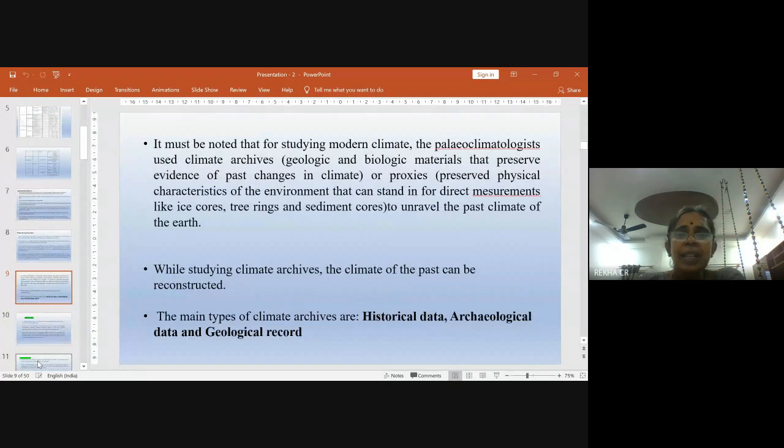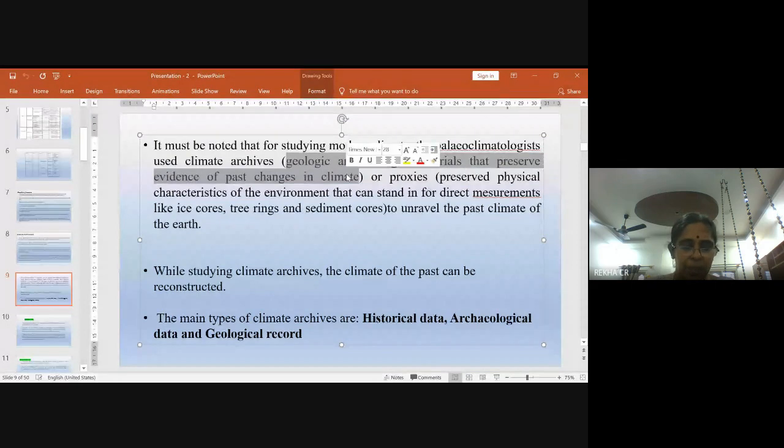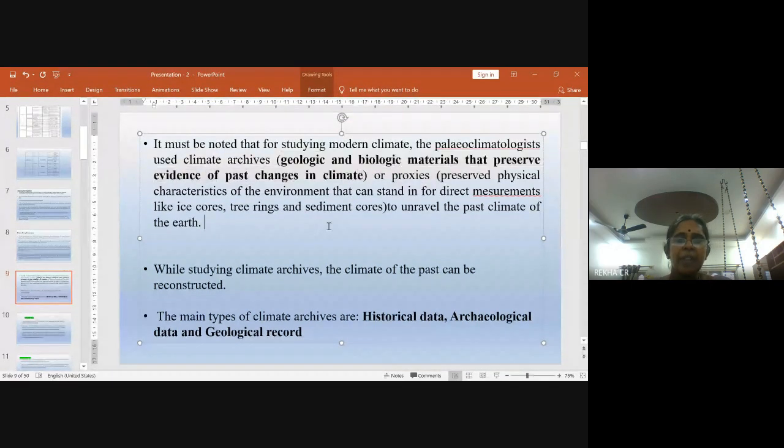So it is noted that in order to study the climate, paleoclimatologists use climate archives and proxies to know the past climate of the Earth. So what are these climate archives? Climate archives means the geologic and biological materials that preserve evidence of past changes in the climate. These are called climate archives.